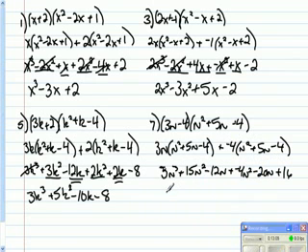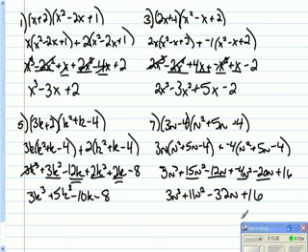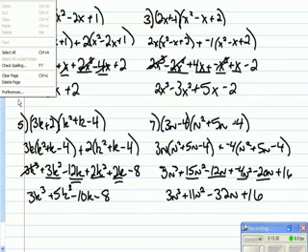Alright, so I have 3n to the third power. Then I have 15n squared and negative 4n squared, so that'll give me 11n squared. Negative 12n and negative 20n is negative 32n. And positive 16 was left. Going on.